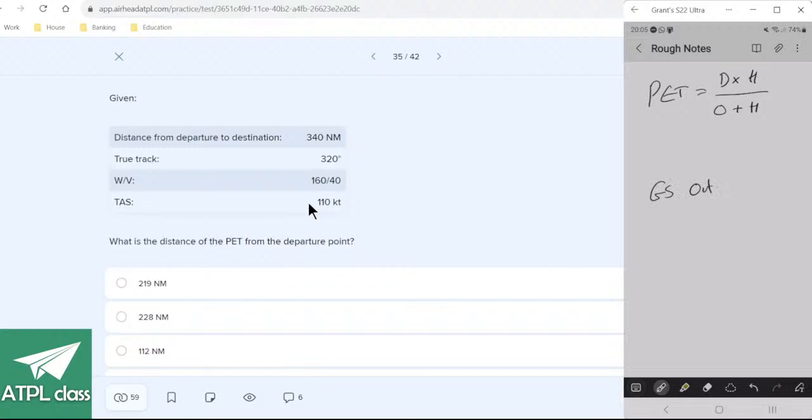for out is going to be, what sort of headwind have we got? True track 320. True track is 320, which is sort of up here. And 160, is that completely opposite the wind is coming from? 160 plus 2 minus 2, yes. So it's coming from 160 at 40 knots. So it's a 40 knot tailwind. So 110 plus the 40 knots, 150 on the way out. And then the ground speed on the way home is going to be 110 minus 40, so it's going to be 70. 70 and 150.